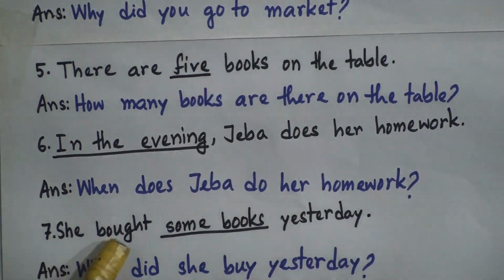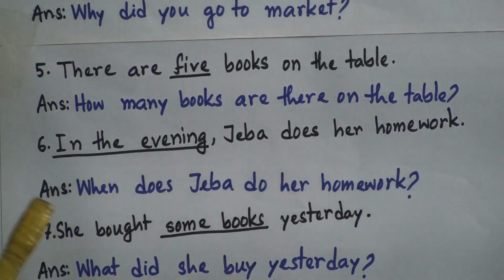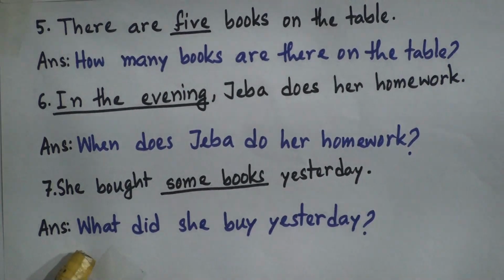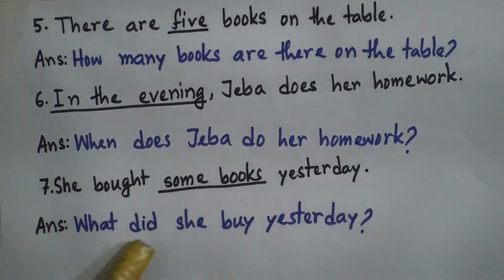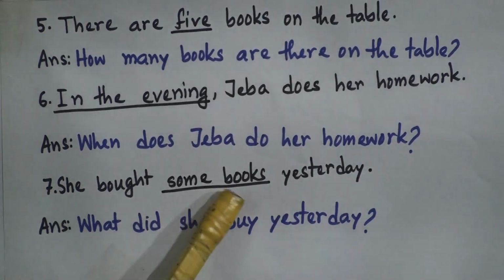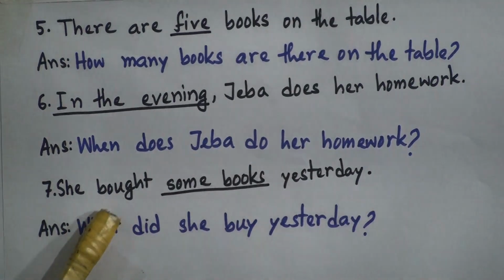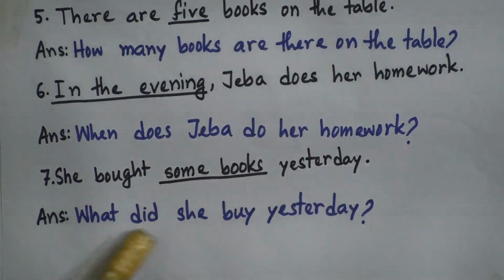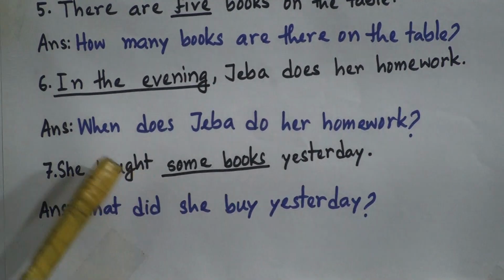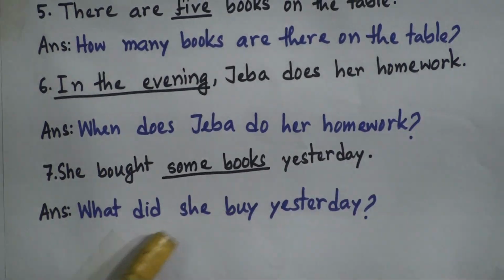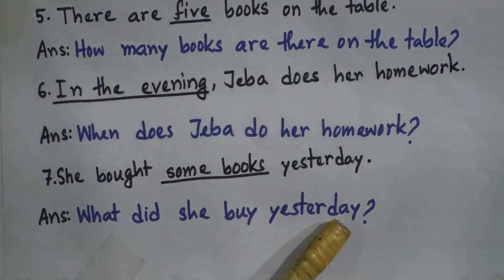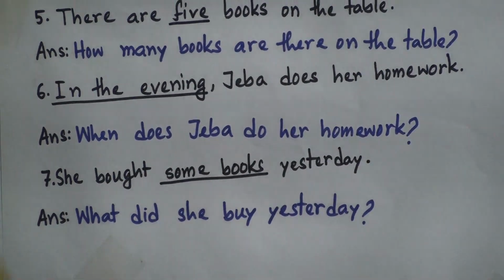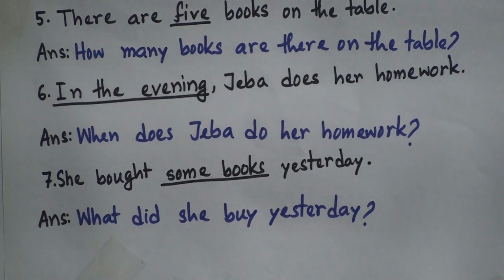Number 7, she bought some books yesterday. Now we want to know about the things. So we will start our question with what, and what did. Now look, there's no auxiliary verb and it is past indefinite tense, so we will write did. What did, our subject is she, what did she, and the present form of the verb bought is buy. So what did she buy yesterday? So these are 7 examples, exercise for you.